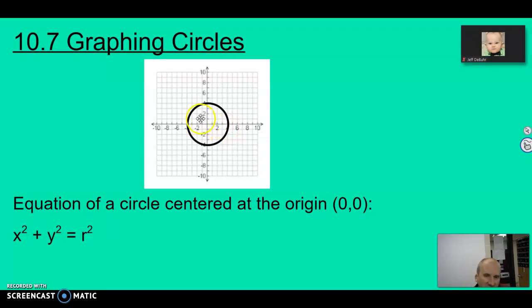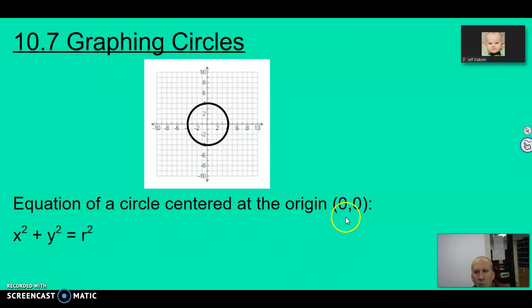So that means if the center of your circle is at 0, 0, we can write the equation of the circle. We must know the center and we must know the radius to be able to write the equation of a circle. Because if you know the center and you know the length of the radius, you can simply spin that radius around and that'll make the rest of the circle. So our equation of a circle centered at the origin is simply x squared plus y squared equals r squared.